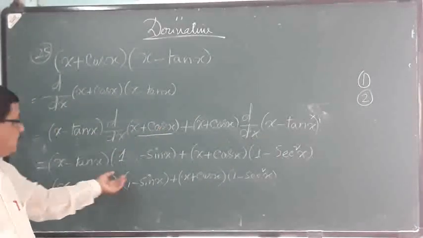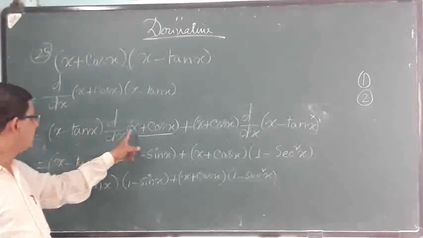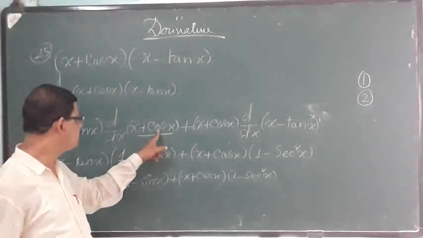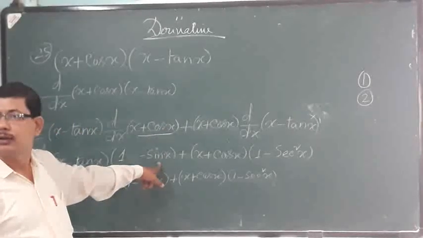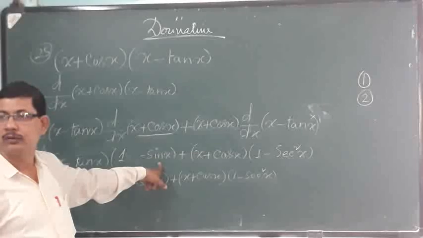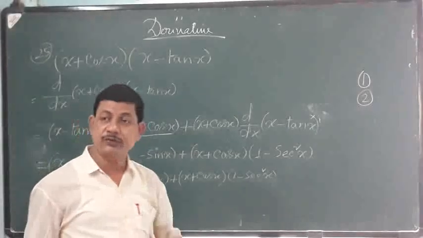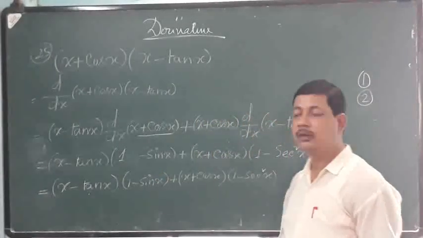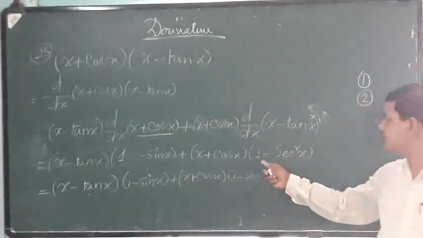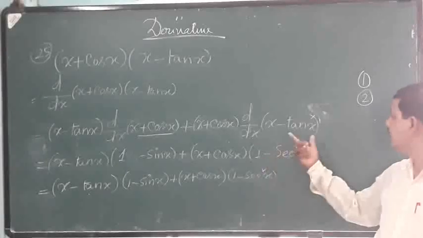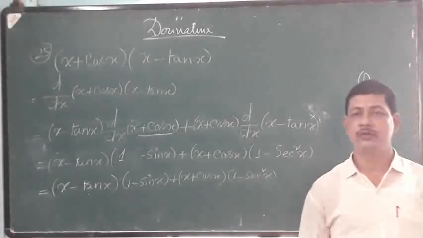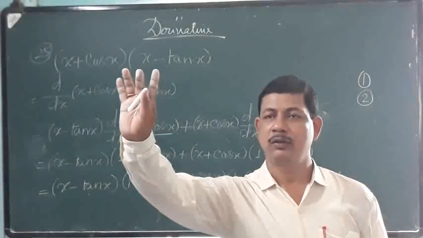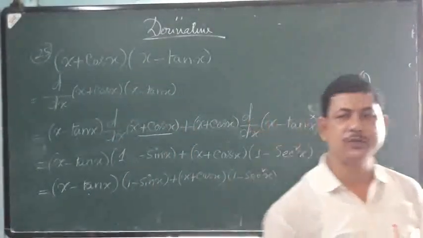Next one. X minus 10x. The derivative of X is 1. The derivative of cos X is minus sin X. Cos X is the derivative theta, minus sin X. We will explain it. X plus cos X, the derivative of X is what? 1. The derivative of 10X is what? 6 square X. Good.